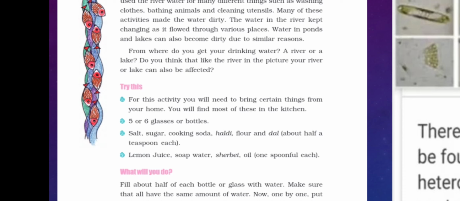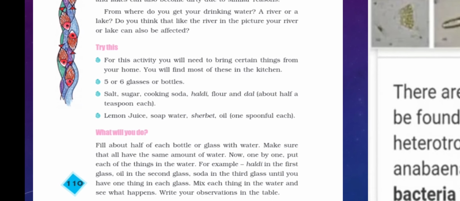Is the water of the river drinkable? Obviously not, because when the river is coming down from the mountain top it is clean, but as it passes through several regions it is getting dirty, or waste materials are added to it. That's why we cannot drink that water. It is polluted or dirty water. So some activities are there.